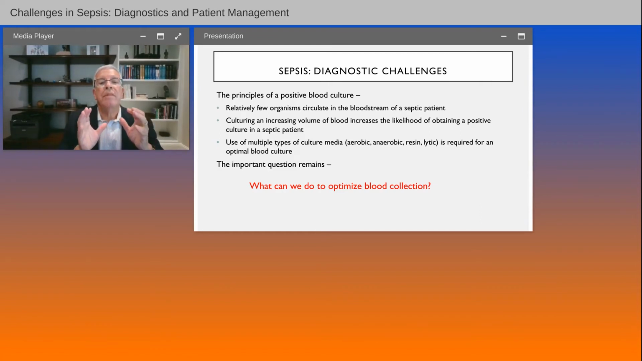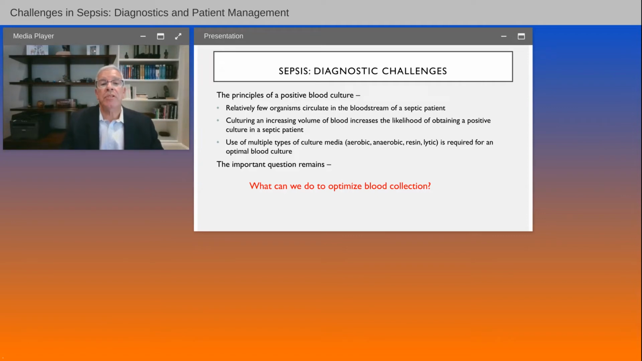If we keep in mind then the principles of a positive blood culture, relatively few organisms circulate in the bloodstream of a septic patient. Culturing an increased volume of blood increases the likelihood of obtaining a positive culture. And the use of multiple types of culture media, such as aerobic media, anaerobic media, resin media, and lytic media, is required to optimize the value of that blood culture.